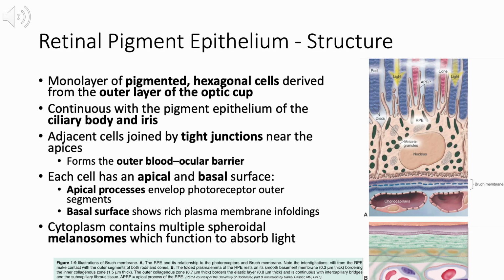In the upper diagram, the RPE is shown interdigitating with the outer segments of rods and cones through apical processes. Melanin granules are visible within the cytoplasm, along with the centrally located nucleus. Beneath the RPE lies Bruch membrane, which separates the RPE from the choriocapillaris, shown immediately below. The lower image further emphasizes the layered relationship between the RPE, Bruch membrane, and the underlying choroidal vasculature, reinforcing the position of the RPE as an interface between the neurosensory retina and the choroid.